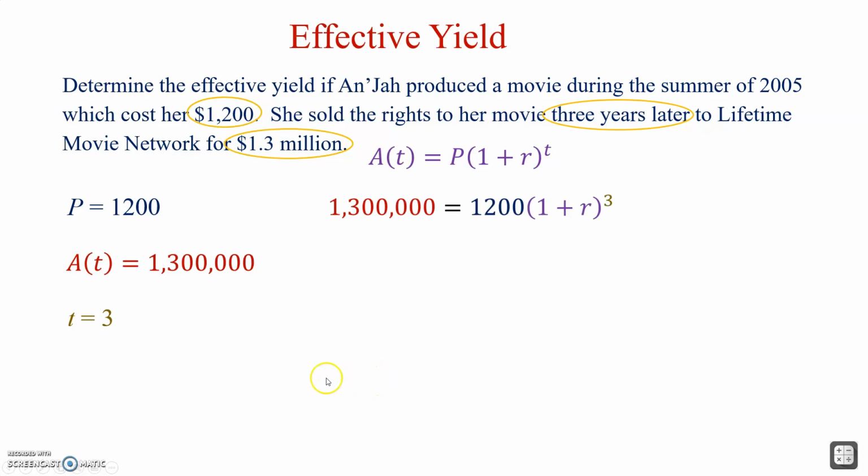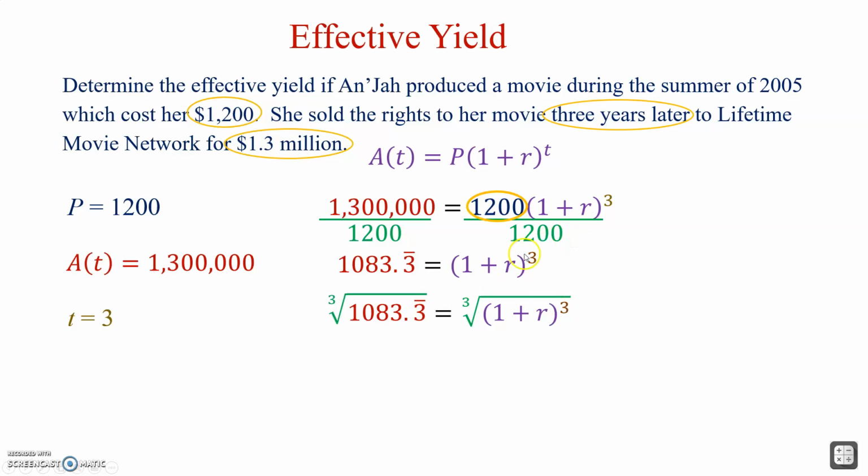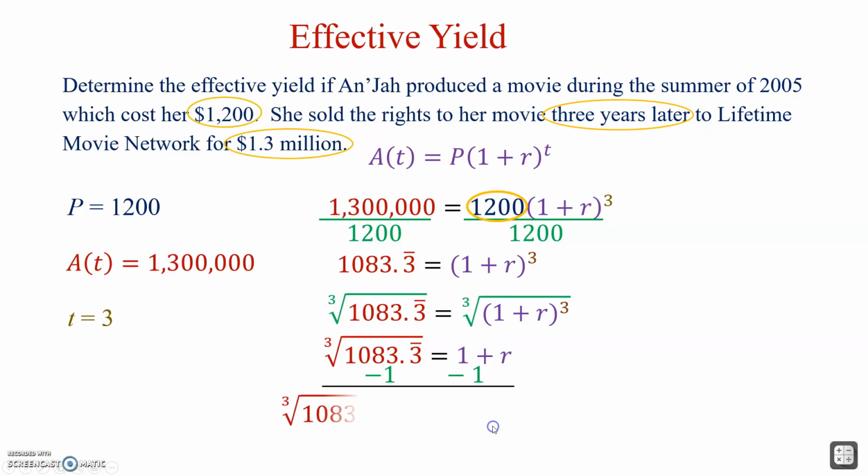So let's just substitute everything in. There's the $1,300,000. There's the $1,200 as the amount we started with. Just like before, this $1,200 is furthest from the unknown, so we'll divide both sides by 1,200. When we divide, left side we get 1083.3 repeating. So it's time to take the cube root on both sides. So the left side we get the cube root of that 1083.3 repeating is equal to 1 plus r. As always, subtract 1 on both sides. So this is what's going into the calculator.